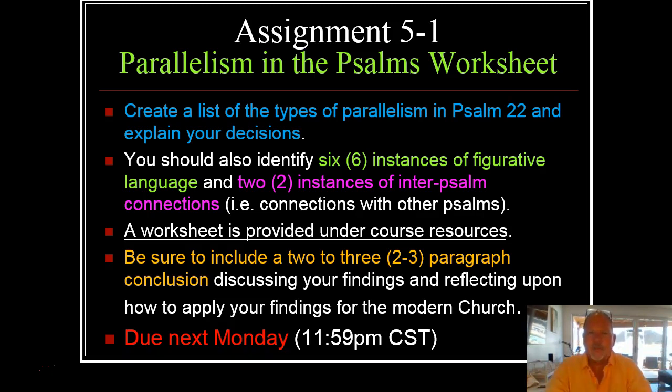A worksheet is provided under course resources, and be sure to include a 2 to 3 paragraph conclusion discussing your findings and reflections and how to apply your findings for the modern church. So I'm looking at that last conclusion as a really important part, or at least grading part of this assignment. And I'm also looking for engagement with the reading and engagement with outside research as you look at both Psalm 22 and types of parallelism.